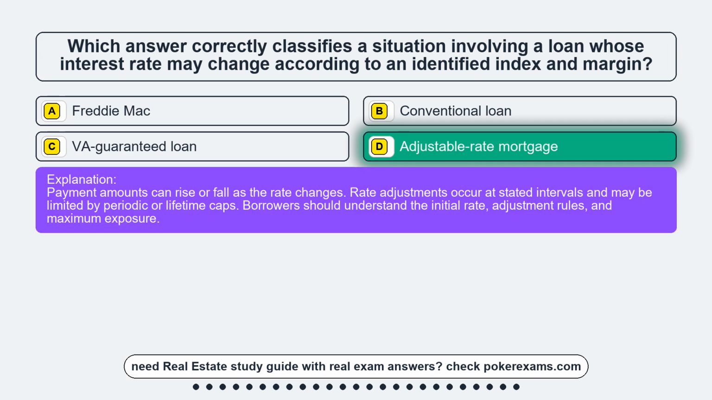Payment amounts can rise or fall as the rate changes. Rate adjustments occur at stated intervals and may be limited by periodic or lifetime caps. Borrowers should understand the initial rate, adjustment rules, and maximum exposure.